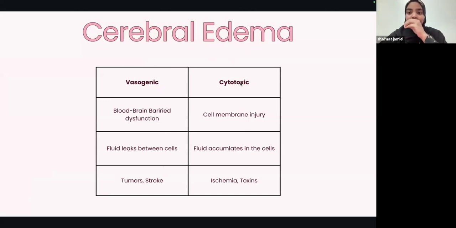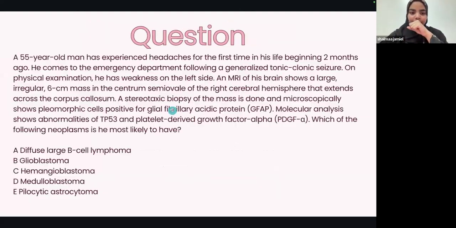In cytotoxic, there's injury to the cell itself. So the cell membrane is injured, the cells swell up, the fluid is accumulating inside the cell, which can be caused by toxins or ischemia. Okay, I think that's the end of my part for now. I'll let Safia share her part.